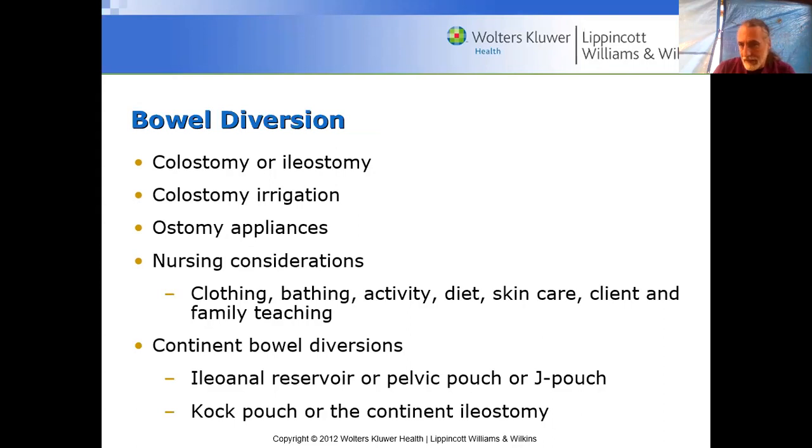Bowel diversions, colostomy or ileostomy. The difference is location. Colostomy, so ostomy from the colon or from the large intestine. Ileostomy from the small intestine. There will be a difference in output from each of these. From the ileostomy, it will be thinner, right? From the colostomy, it will be thicker and more formed.